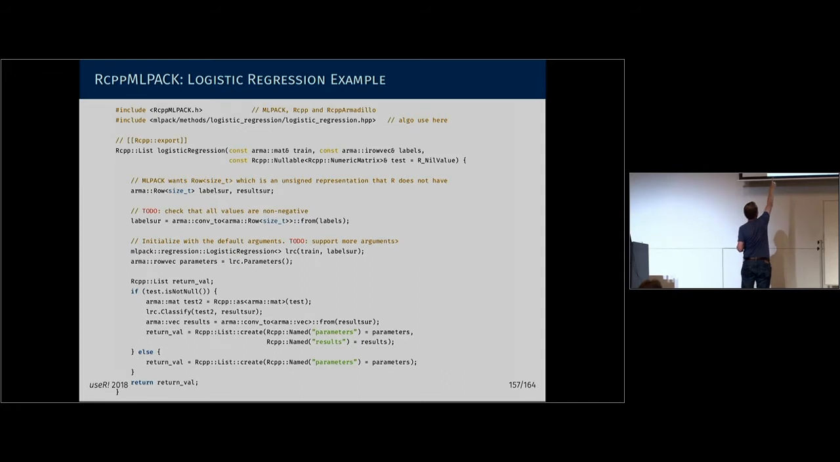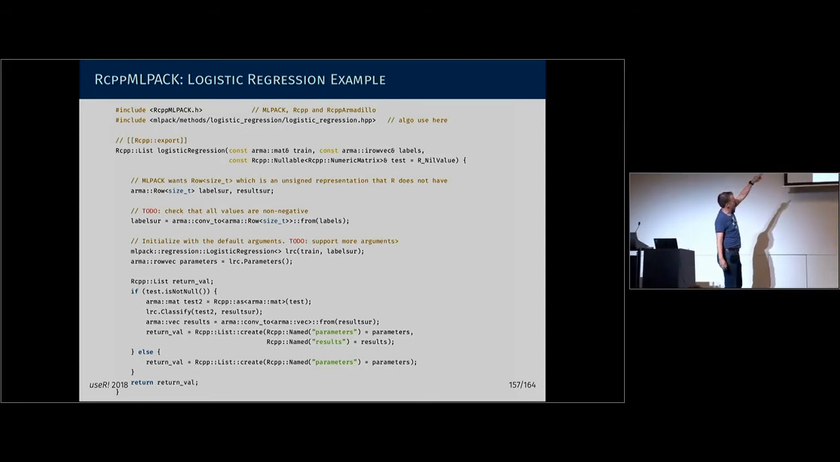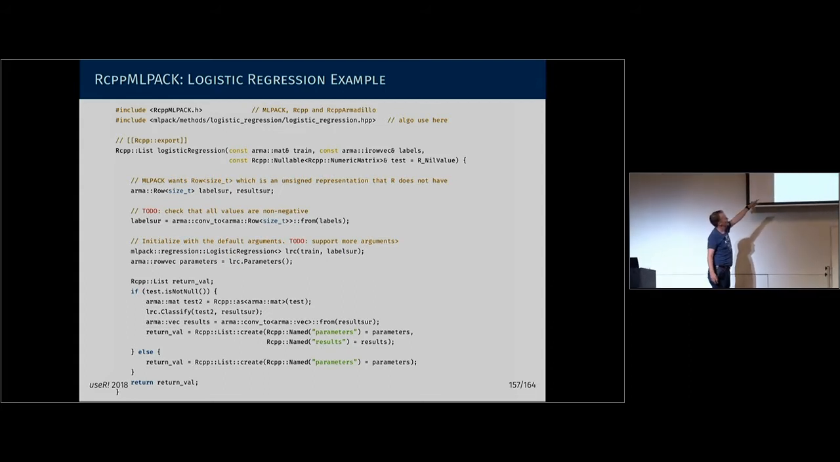If that's the case, then we're just returning the parameters. Then in the final if-else, we're just in the else branch. But if it's not null, and that's how the nullable gets used, then if the matrix test is not null, we're using this instance of nullable of test to instantiate an Armadillo matrix test 2, and we're using the results from the prior fit. The logistic regression uses train data in train and labels and fills things in the LRC object. We're then using the LRC object to do the predict step, which for logistic regression here is called classify, storing the results in a results object, and then it tracks results and returns that. So if you have a test set, then you get the results of the test set back. If you don't have a test set, you just get the parameters back.